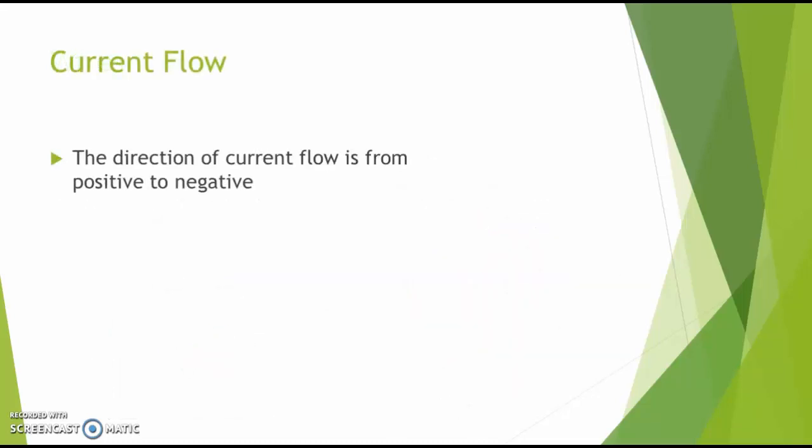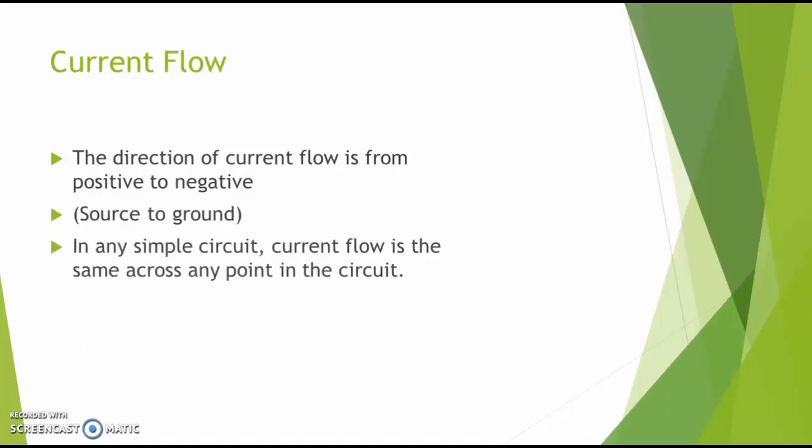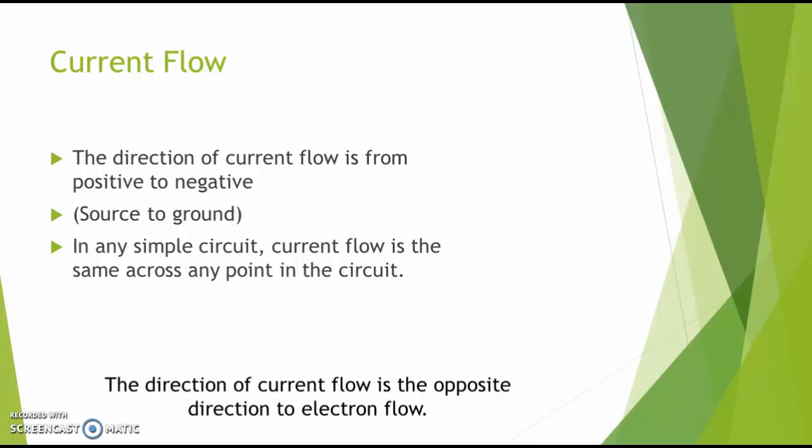Current flow. We've already talked about the direction of current flow. It's from positive to negative, or from source to ground, if we want to say it that way, from hot to ground. In any simple circuit, the current flow is the same across any point. So when I say simple circuit, I mean any series circuit. The current's the same anywhere in the circuit if you measure it.